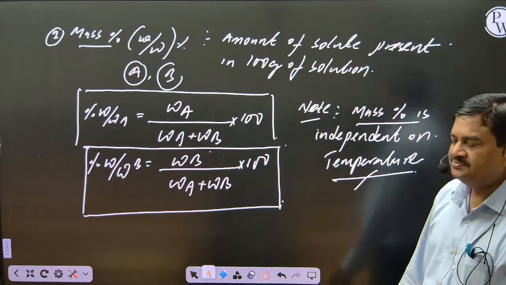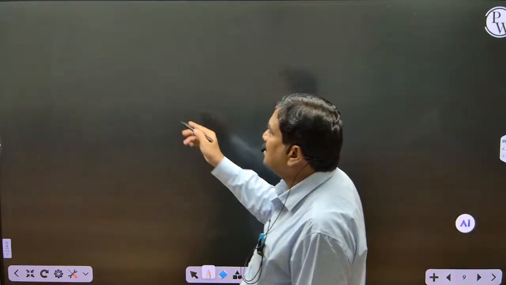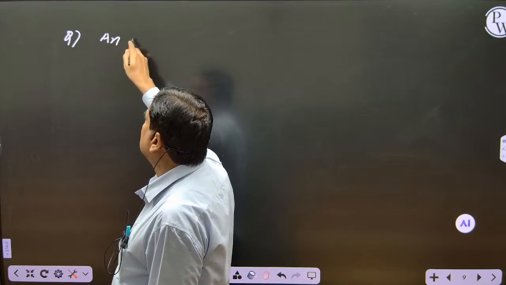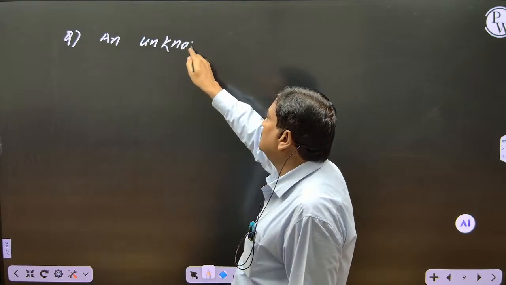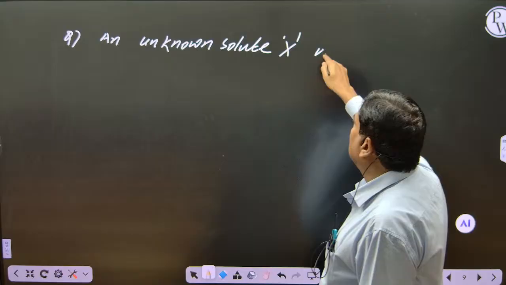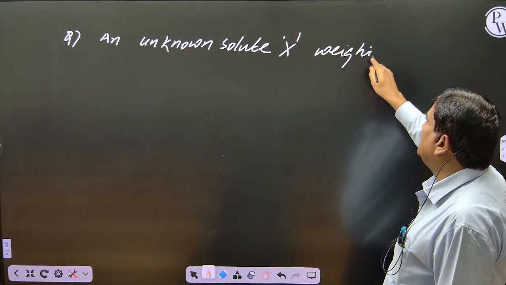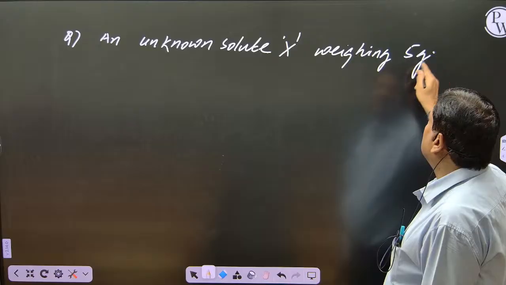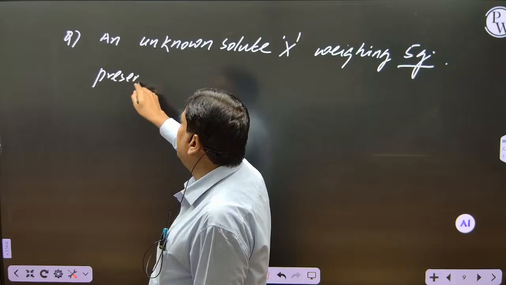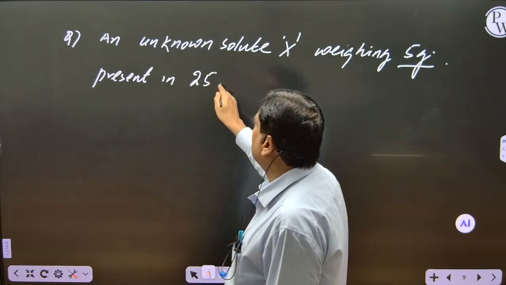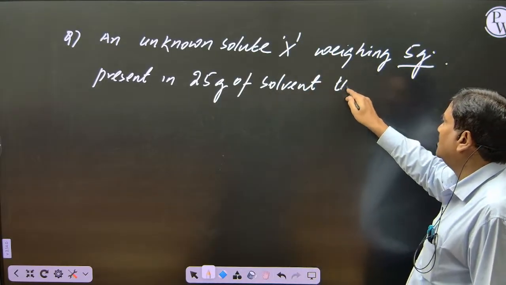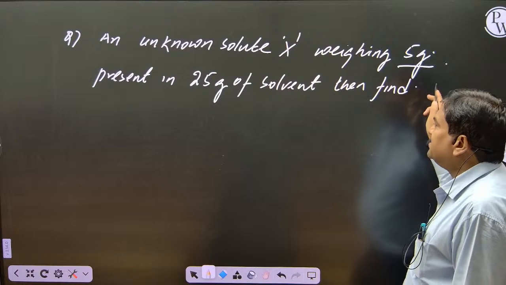Write one question. See how they ask it in the exam. An unknown solute X, weighing 5 grams, is present in 25 grams of solvent. Then find the mass percentage of the solute.